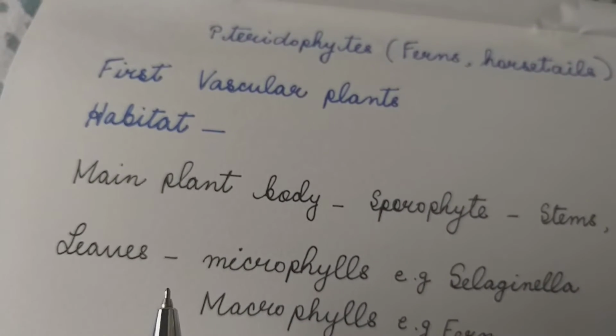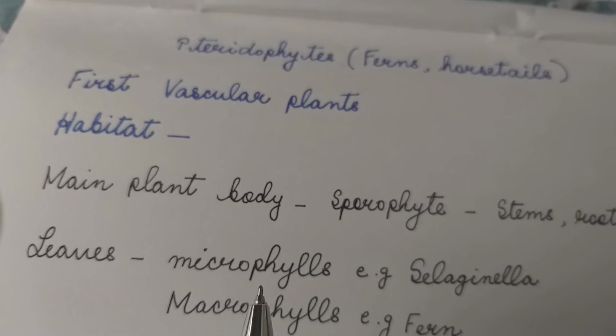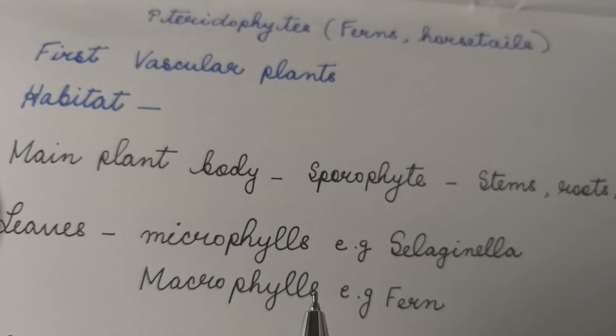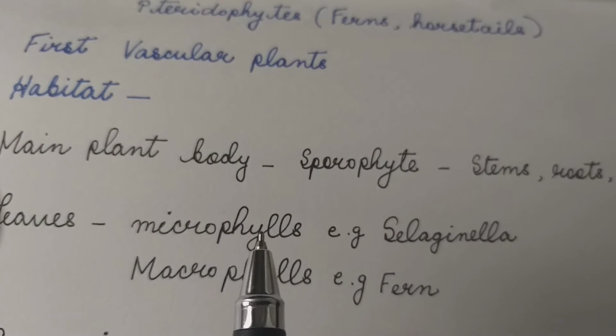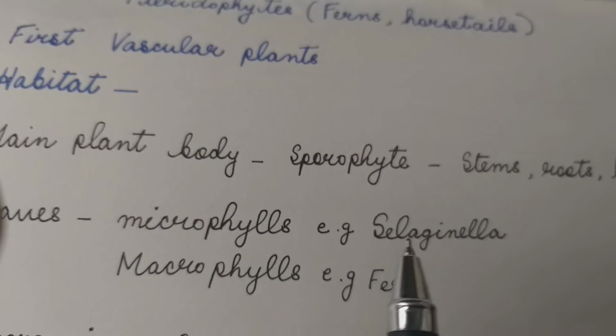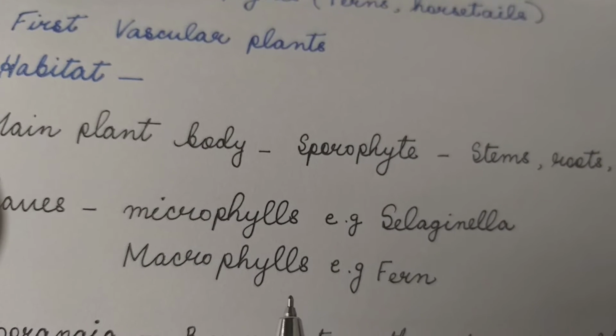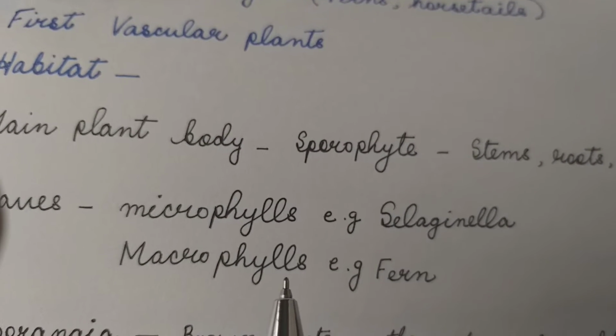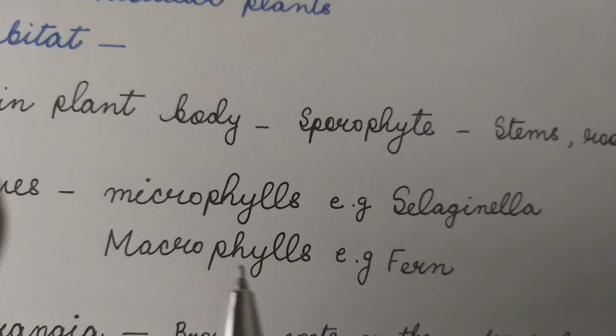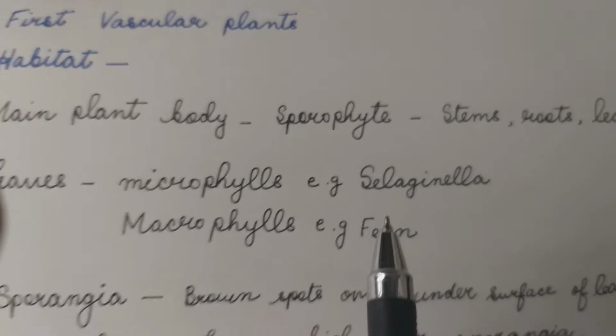Leaves. The leaves are called microphylls and macrophylls. Smaller leaves are called microphylls, which are found in Selaginella. The leaves of some species are larger, called macrophylls, for example in ferns.